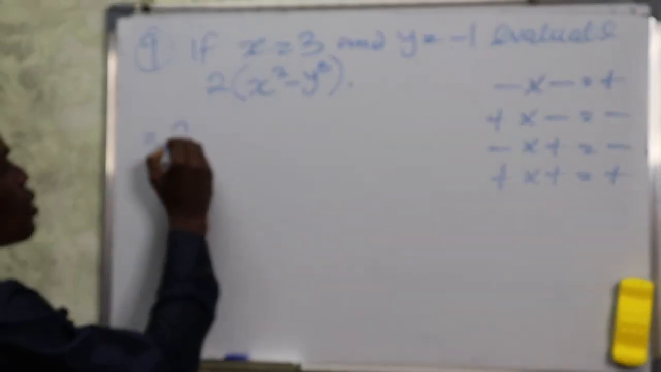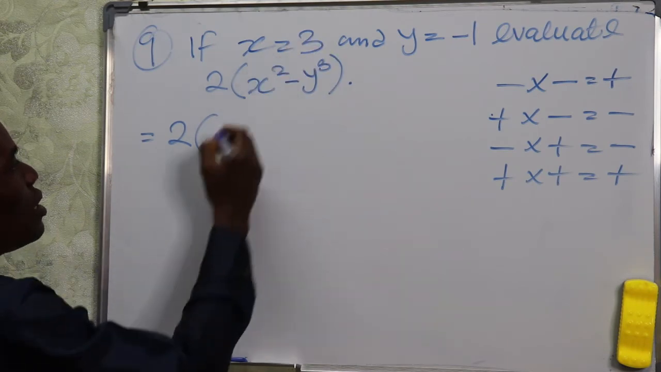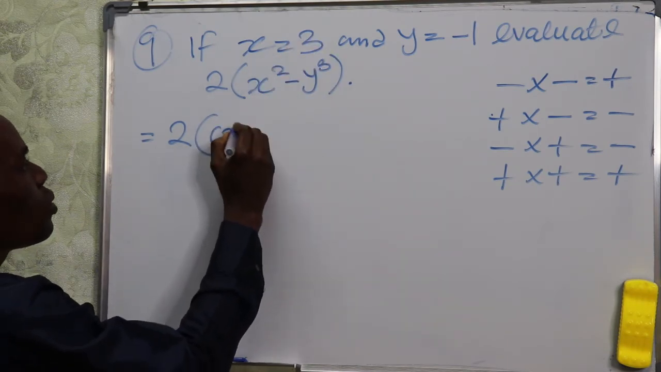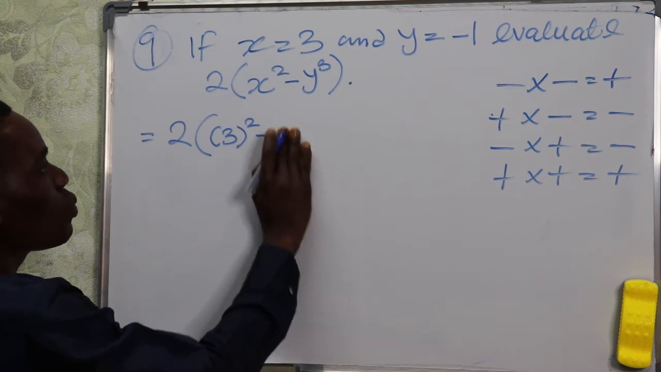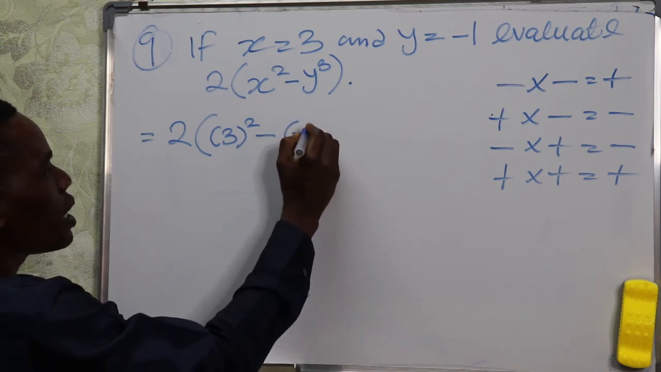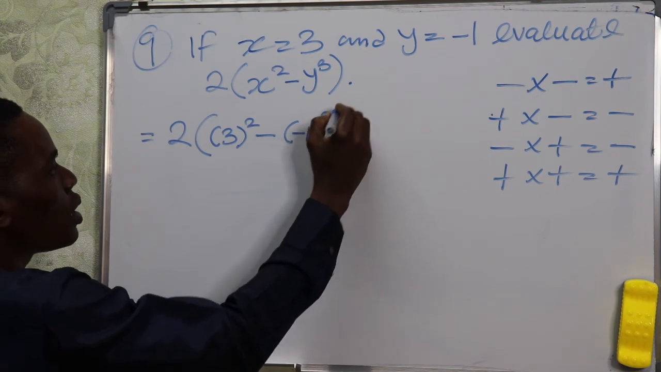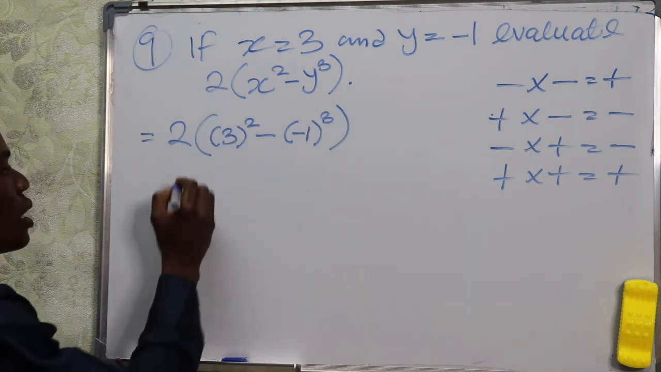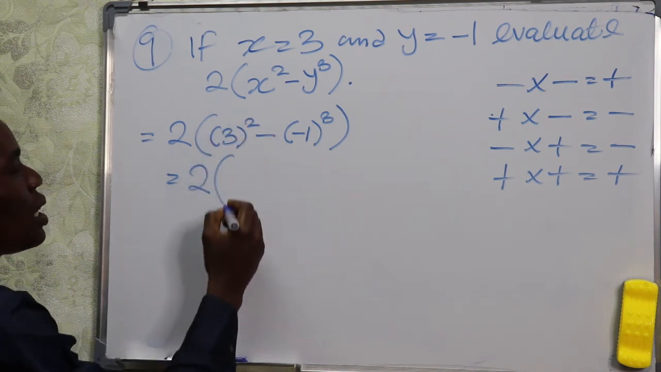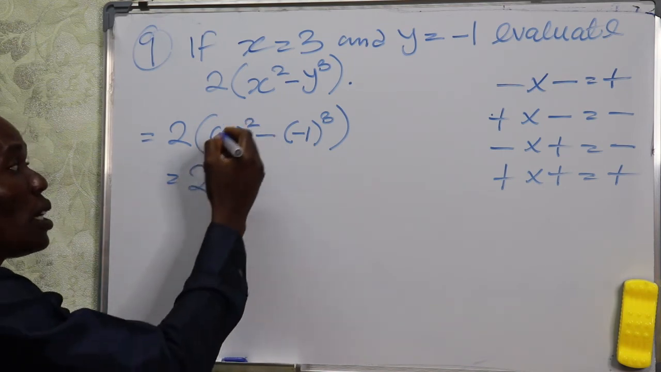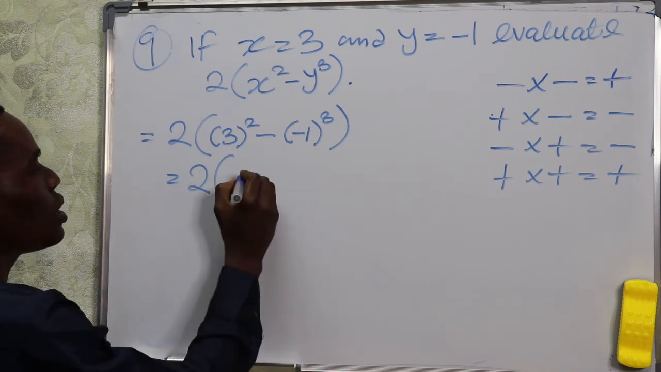Now we are asked to evaluate this. So we have our 2 into bracket x is 3. That will give us 3 raised to power 2 minus y. Y is minus 1. So that will give us minus 1 raised to power 3. Close bracket. So this will give us 2 into bracket 3 raised to power 2 is what? 3 times 3, which is 9.